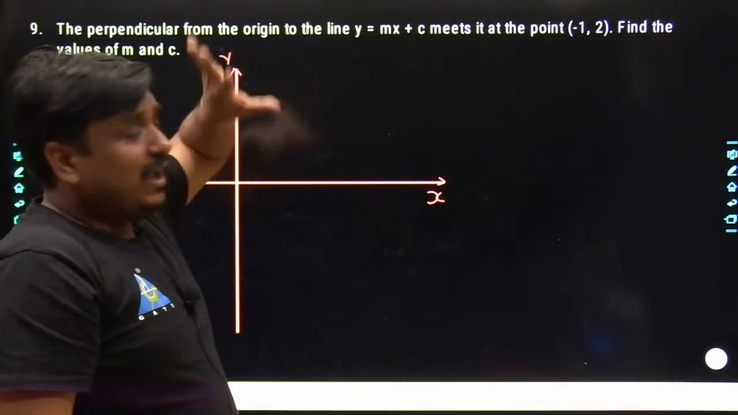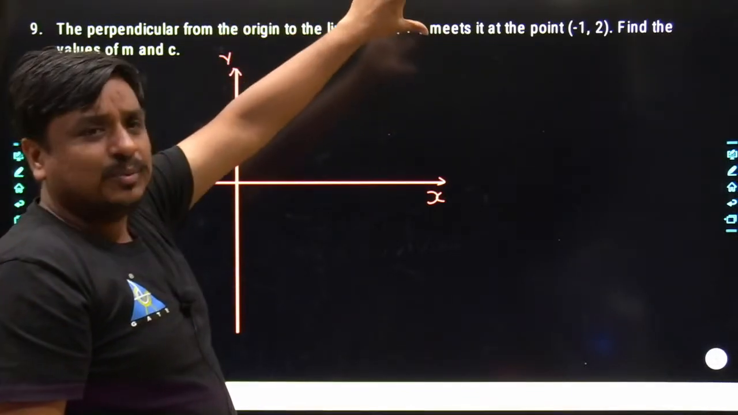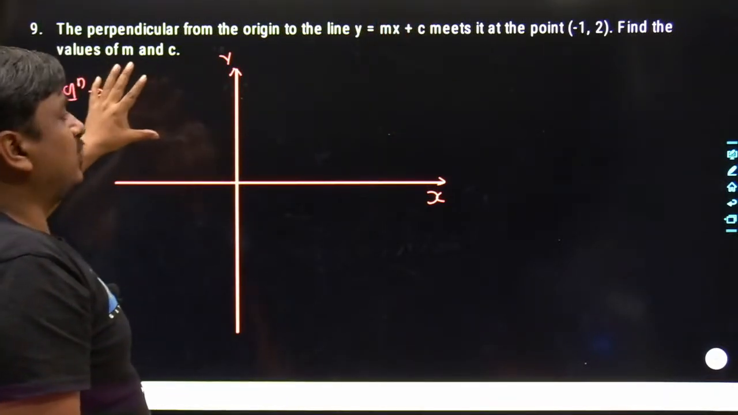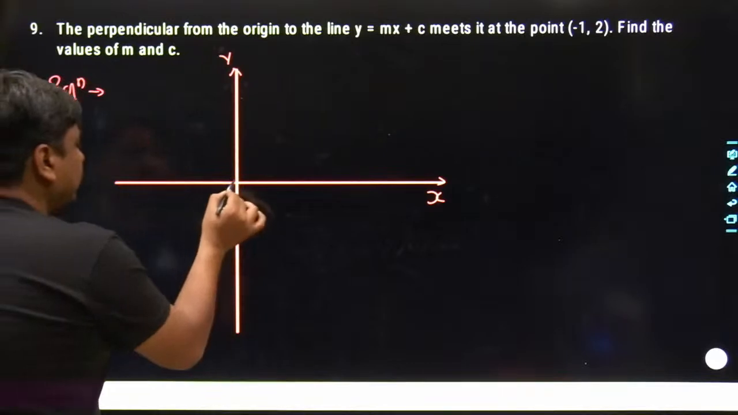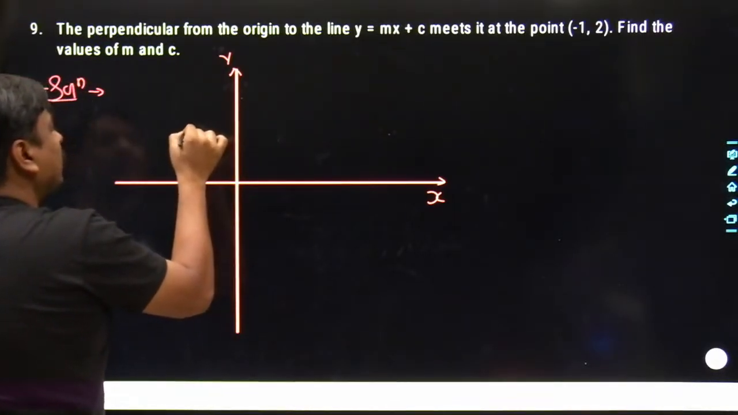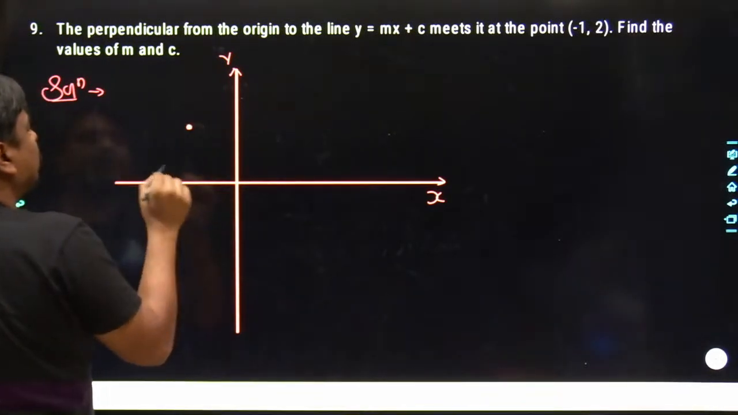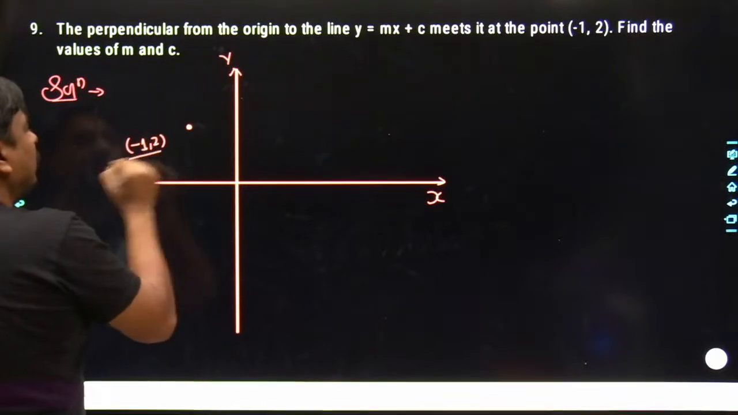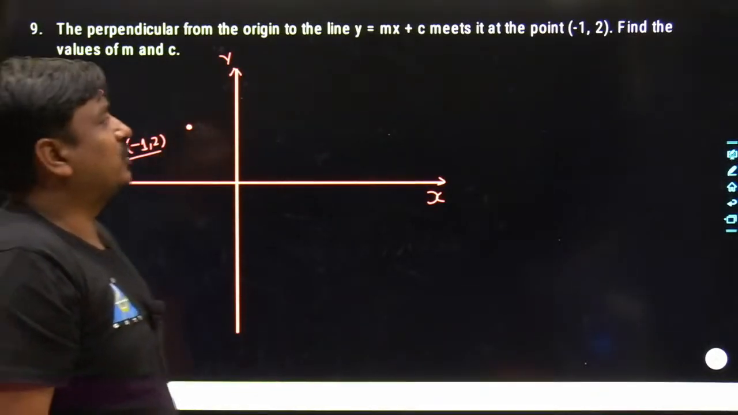That means the abscissa is -1 and the ordinate is +2. What does that mean? That has to belong somewhere in the second quadrant. So let me mark it over here. Let's take 1 unit, and let's take 2 units. So this point would be coming somewhere here. The precise coordinate of this point is (-1, 2).